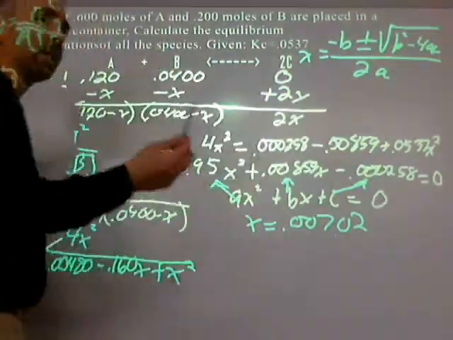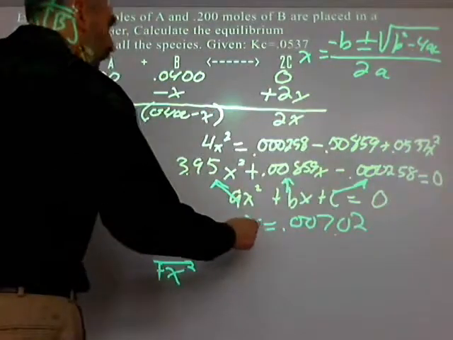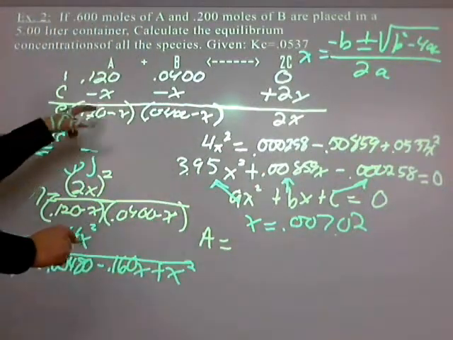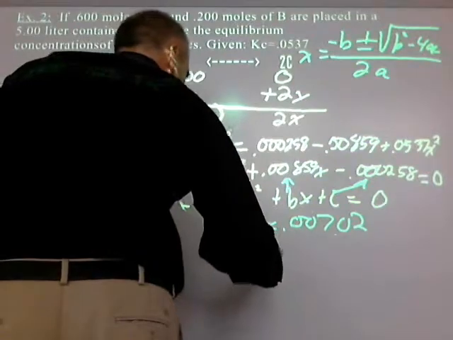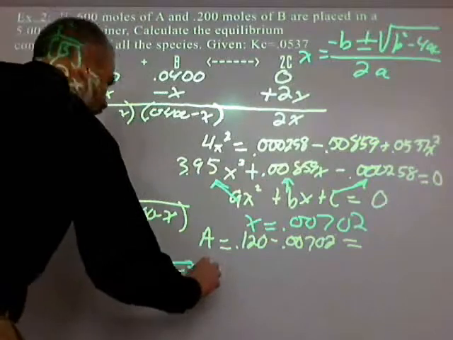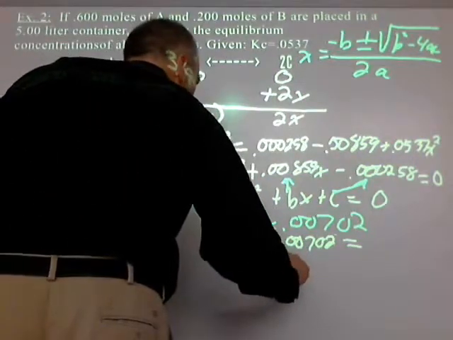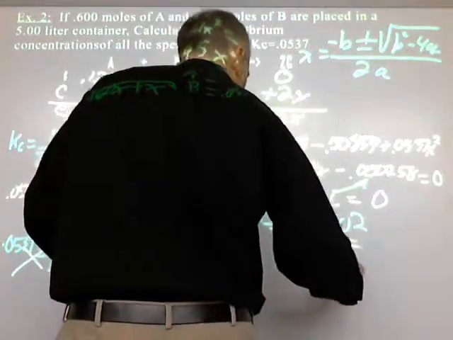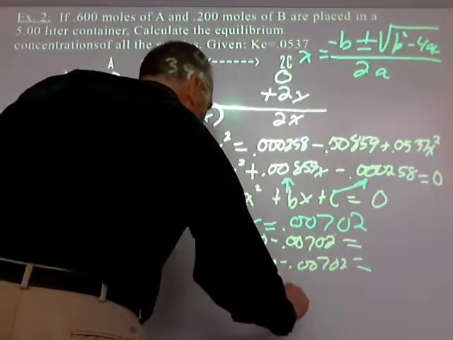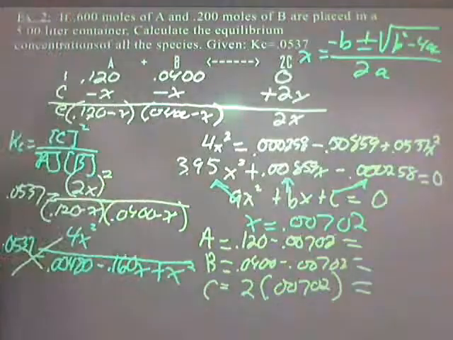Now, what do we do with that number? Last thing to do here. We're going to plug that x back into the three answers. So for A, it's going to be 0.120 minus x, so 0.120 minus 0.00702. That'll give you one answer. For B, it's going to be 0.0400 minus 0.00702. That'll give you your B answer. And for C, it's simply going to be 2 times 0.00702. And that'll give you your answer for C.